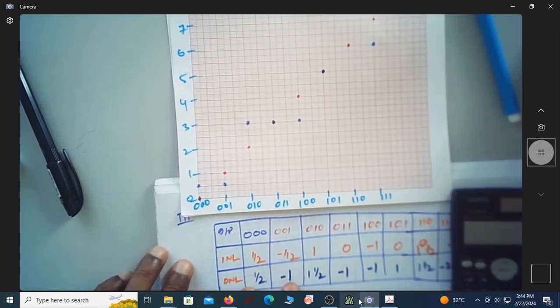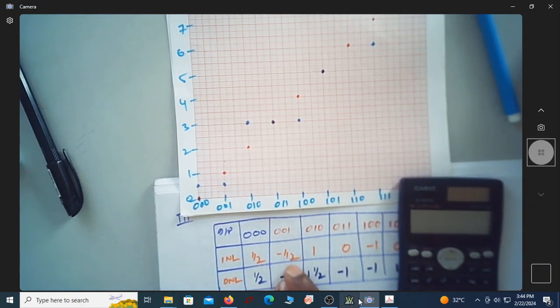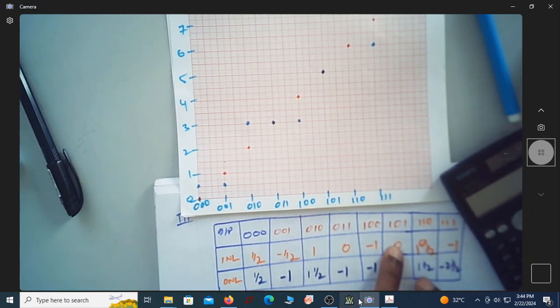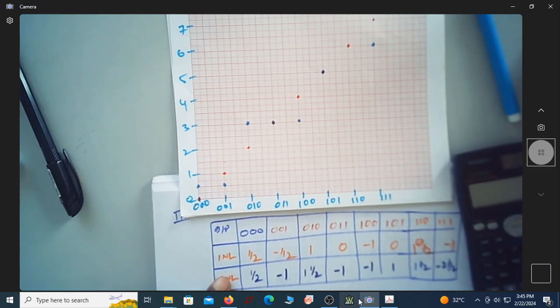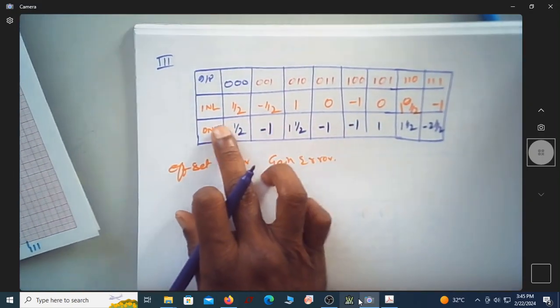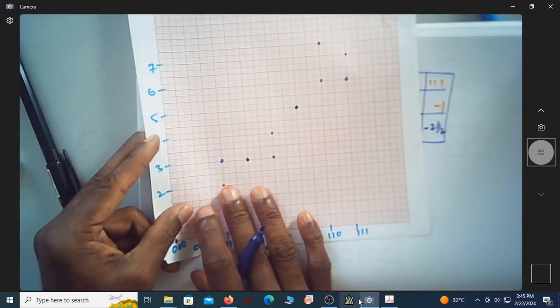Can you see what is this plus this? So this is actually half plus minus 1, which is minus half. So can you see this, what happens? This half will become 2 minus 1, which is 1. So here it is 1 minus 1 is 0. Then 0 minus 1 is minus 1. Minus 1 plus 1 is 0. 0 plus 1.5 is 1.5. 1.5 plus minus 2.5 is actually minus 1. So this is perfectly matching. So this way we are able to find the DNL by drawing the graph.